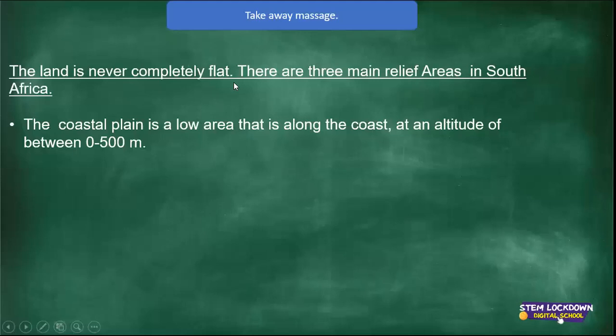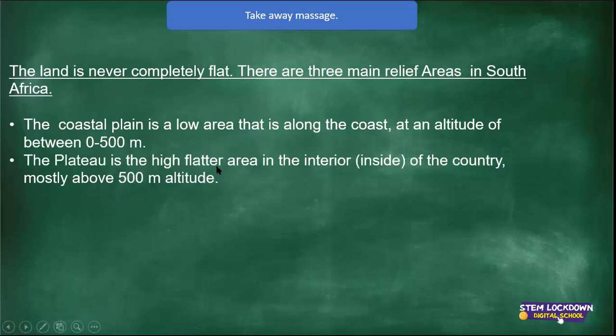There are three main relief areas in South Africa. The coastal plain is a low area along the coast, at an altitude of between 0 and 500 meters. It is where the land meets the sea. Then the plateau is a high, flatter area in the interior of the country, mostly above 500 meters altitude. Did you get that, guys?